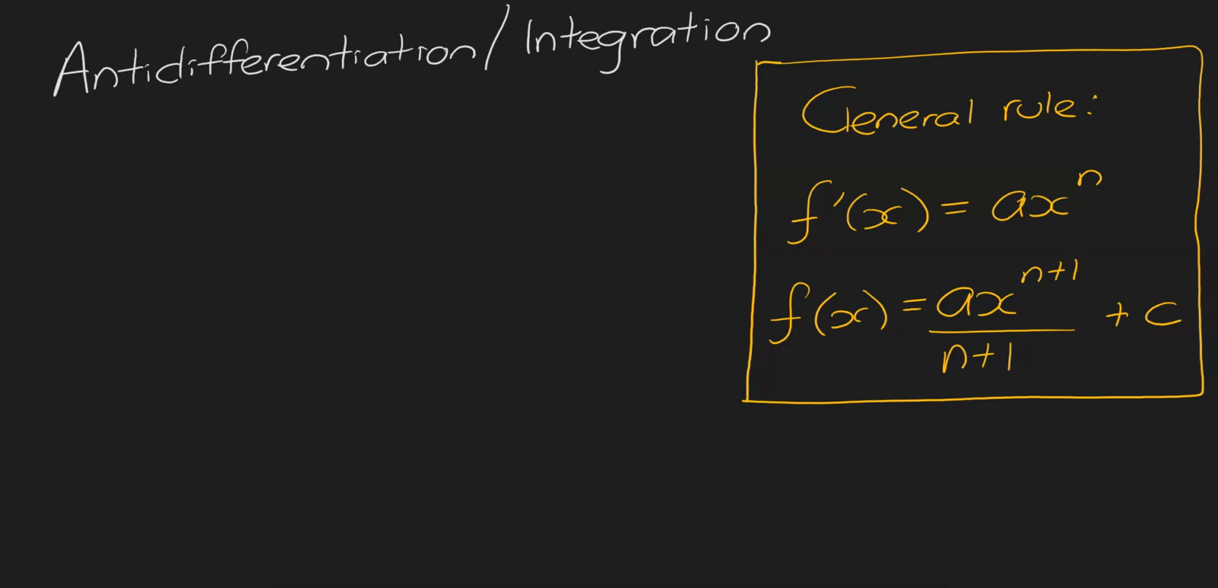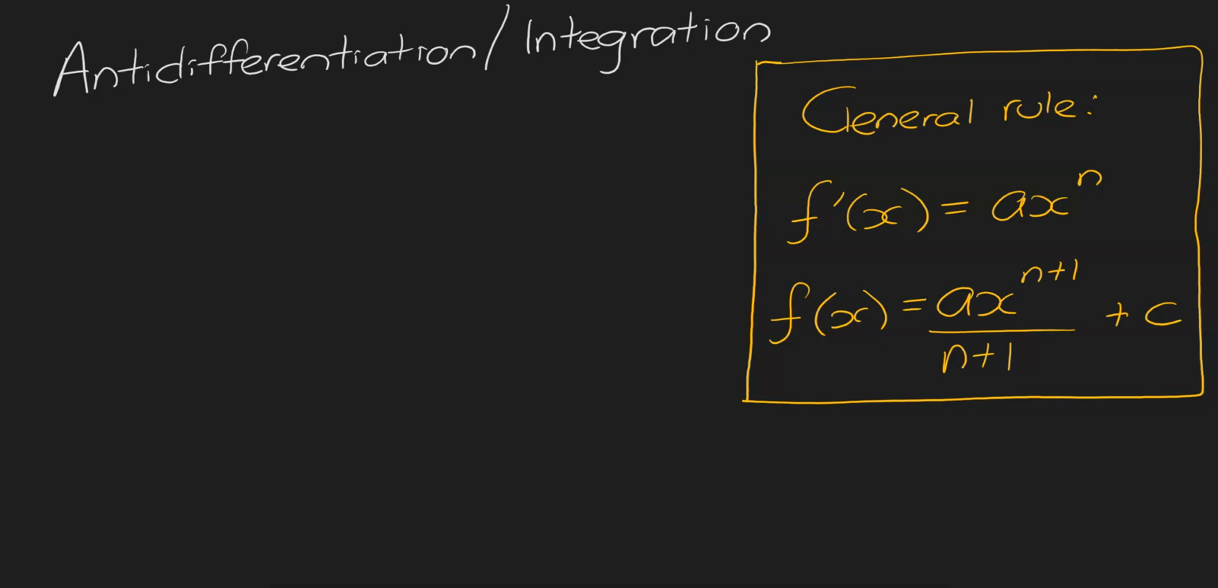So in this video we'll be looking at anti-differentiation, or integration, in other words. And just on the right here I've got this general rule: f dash of x is equal to a x to the power of n, which is a gradient function. Once we anti-differentiate or integrate, we'll get f of x is equal to a x to the power of n plus 1, over n plus 1, plus c.